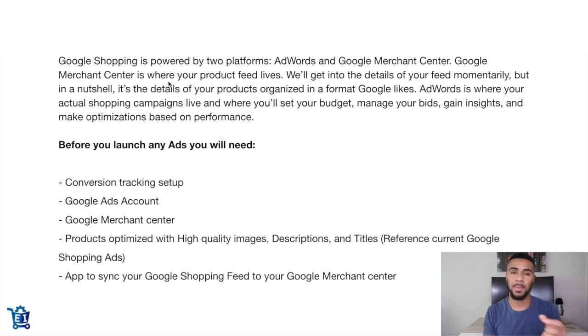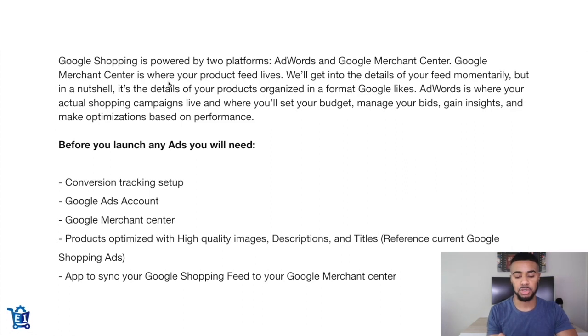Google has basically a tracking code that it uses. For a lot of you guys that advertise on Facebook, Facebook has a Facebook pixel. Well, Google has a specific code you put on your website that tracks conversions. You're going to need to set up a Google Ads account and a Google Merchant Center account.